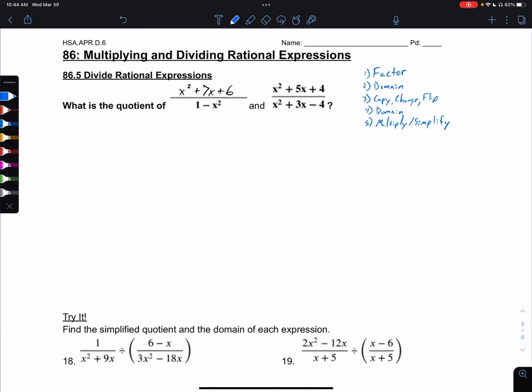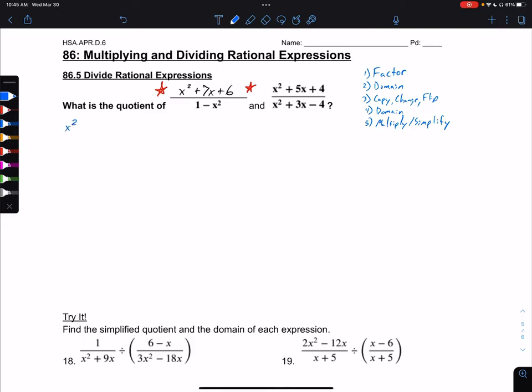Here we're going to look at topic 86, example 5, divide rational expressions. Before we get started, just notice that the numerator might have been switched from what you may have on your worksheet. So we're going to change the numerator to x squared plus 7x plus 6. So first thing I'm going to do is write this as a division problem.